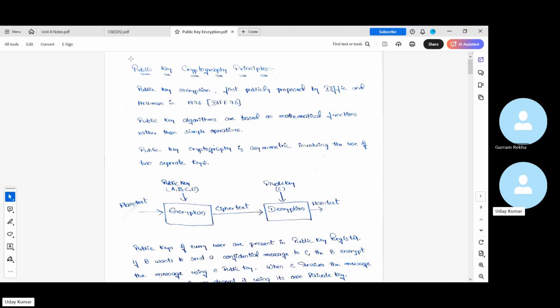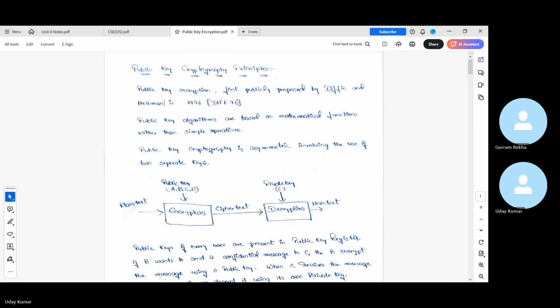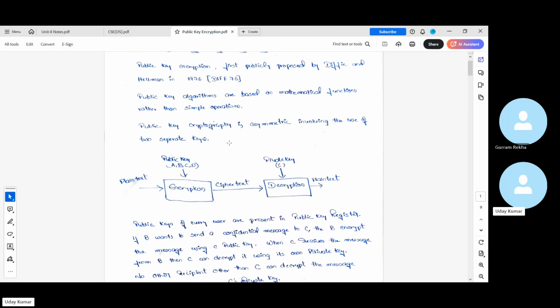So it speaks about the public key cryptography principles. Part of that, the first one is the Diffie-Hellman. Public key encryption was first proposed by Diffie-Hellman in 1976. Public key algorithms are based on mathematical functions rather than simple operations.